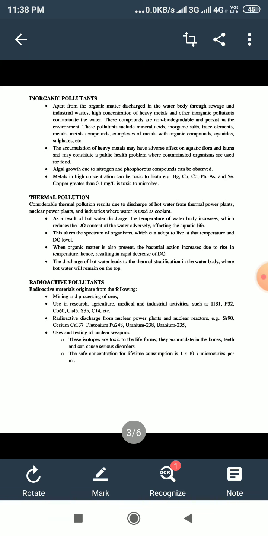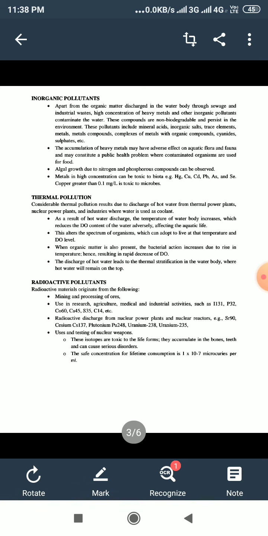When organic matter is also present, the bacterial action increases due to rise in temperature, hence resulting in rapid decrease of DO. The discharge of hot water also leads to thermal stratification in the water body, where hot water will remain on the top.